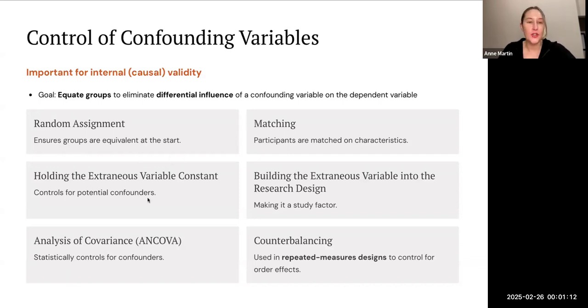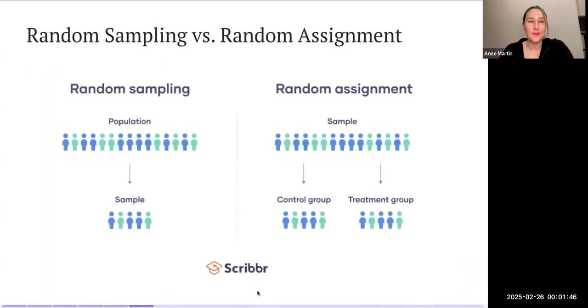You can also hold the extraneous variable constant, maybe gender or socioeconomic status, or you can build it into the research design. There's also methods for statistical control, where researchers are able to statistically control for any differences in the means of the groups before they start analyzing whether or not the independent variable is causing the dependent variable. And then counterbalancing, when you're using repeated measures, you can control there in order as well to make sure that you're not having a differential influence.